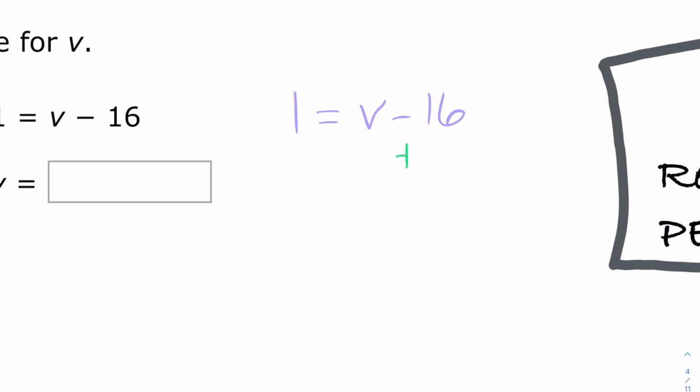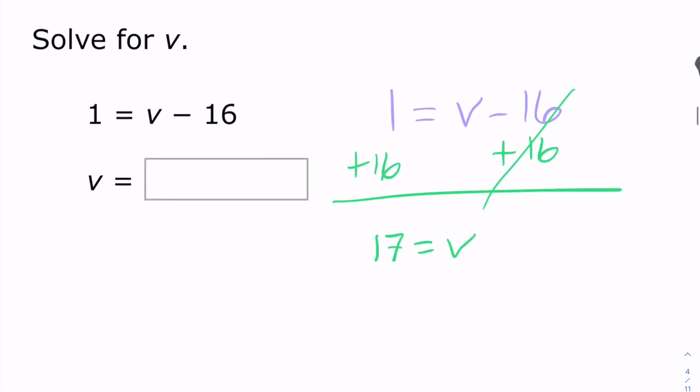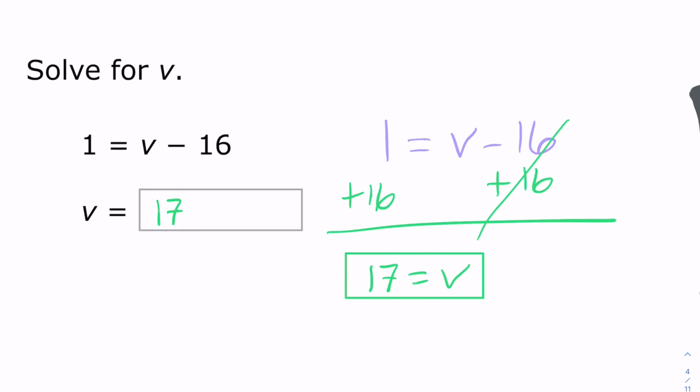Let me clean this up. Plus 16, plus 16. And we get 17 equals v. And that's it. So I'm going to throw a box around this, and we are done. Now if I want to check my work, all I'm going to do is substitute 17 in for v. 17 minus 16 is 1. So I am good with that answer.